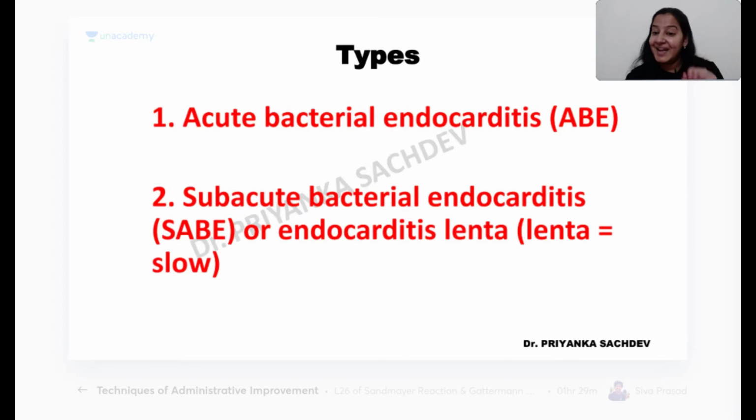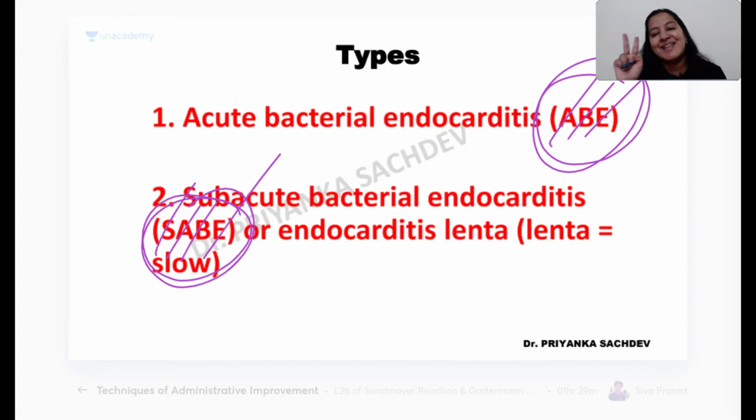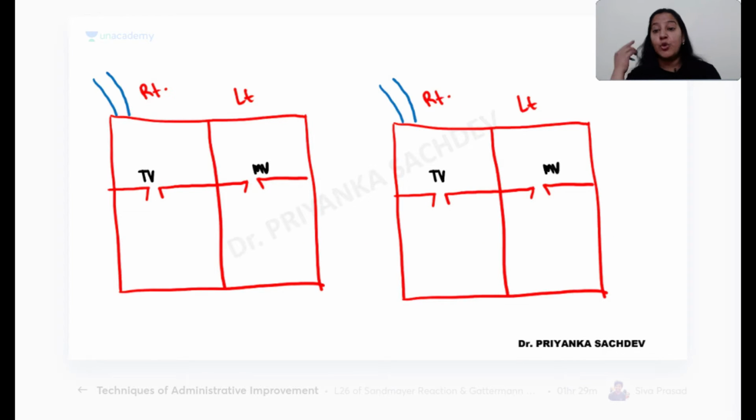So it is of two types. Bacterial endocarditis is of two types, ABE and SABE. ABE means acute bacterial endocarditis, and SABE means subacute bacterial endocarditis. So acute and subacute are basically two terms. What do you mean by it? Again, I would like to tell you a story here.